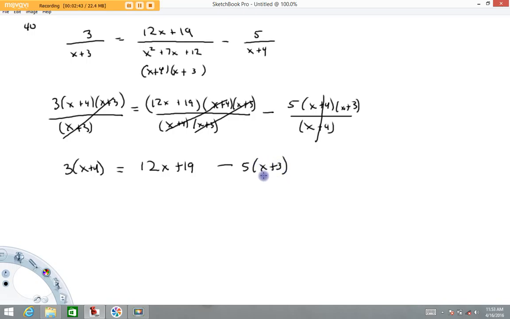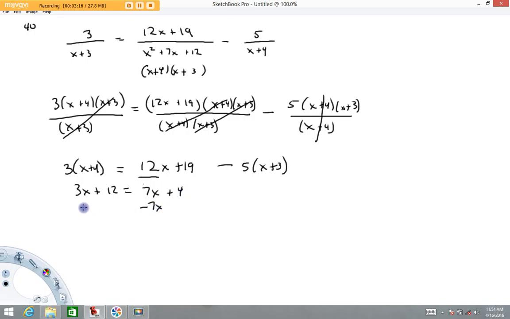So we've now accomplished quite a bit here. We've got a much simpler equation that doesn't have any fractions. So let's see, distributing here I think will be a good thing to do. Then we look over here, 12x, maybe we can add these together. 12x minus 5x is 7x. And then 19, and then this is going to give us minus 15. That's going to give us plus 4.